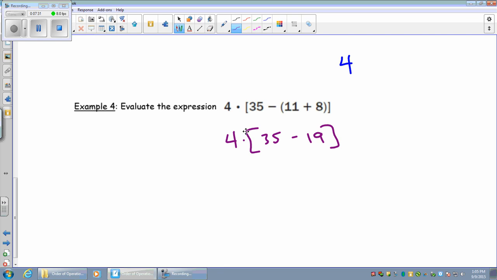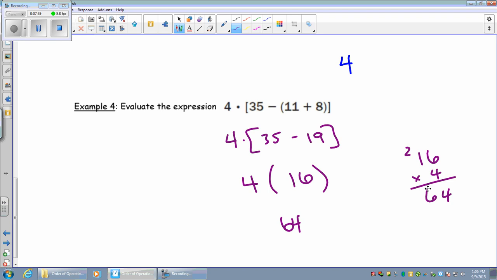And again, I still have grouping symbols, so before I multiply, even though multiplying comes first in order of operations, I'm going to take care of this grouping symbol and do 35 minus 19, which is 16. So now I have 4 times 16. And 4 times 16 is just 64. In case you don't believe me, 6 times 4 is 24. 4, 5, 6, 64. Okay?